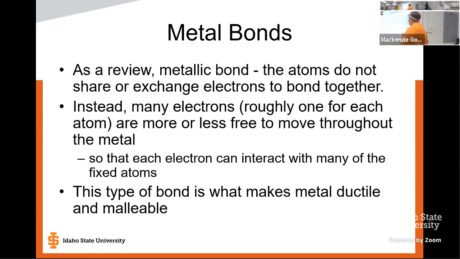So just as a review, metallic bond. The atoms do not share or exchange electrons and bond together, right? So it's not ionic, where they exchange it. It's not covalent, where they share it and it orbits both. Instead, many electrons are more or less free to move throughout the metal and are group shared throughout the structure of those atoms, right? You've got all the metal atoms, and they've all got electrons moving through like a sea. Exactly. And this property allows the electron to interact with many different fixed atoms.